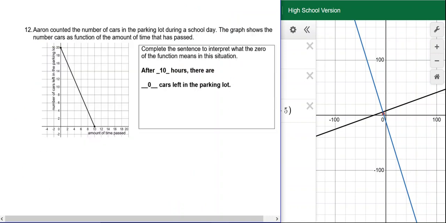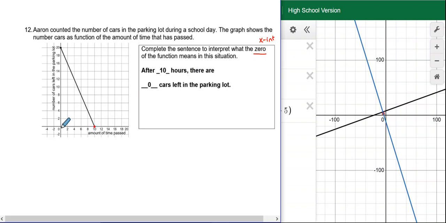Alright, and then the last one. Aaron counted the number of cars in the parking lot during a school day. The graph shows the number of cars as a function of the amount of time that has passed. Sorry, I already have the answers here again. Complete the sentence to interpret what the zero of the function means. Now you know that the zero of a function is always the x-intercept. Okay, so the x-intercept here is at 10, and at 10, okay, there are 0 cars left in the parking lot.